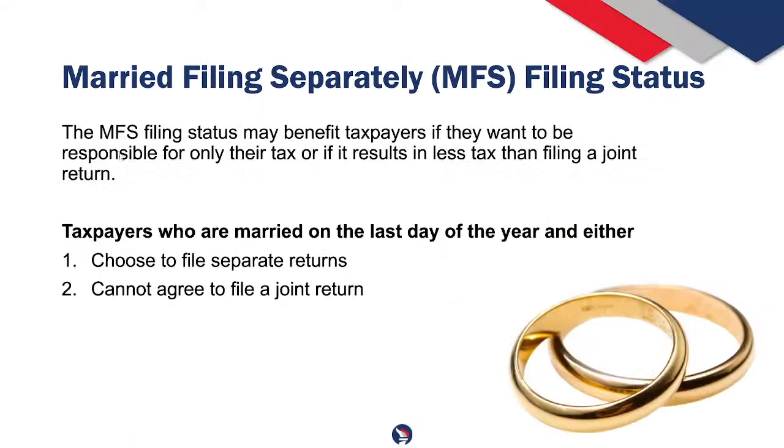For married filing separately, the status may benefit some taxpayers if they want to be responsible for only their own tax, or if it results in less tax than filing a joint return. Well, we already know that the tax on income grows at a higher rate, so there are very few times that married filing separately would actually result in a lower tax bill. Most of the time, it will result in a higher tax bill, just by the way the tax tables are set up. Taxpayers who are married as of the last day of the tax year either choose to file separate returns or cannot agree to file a joint return.